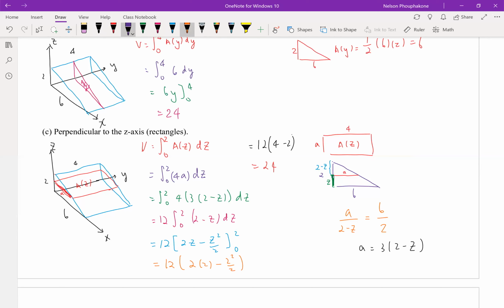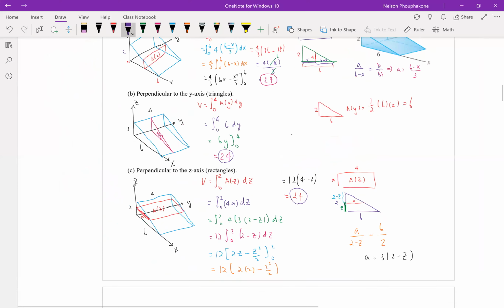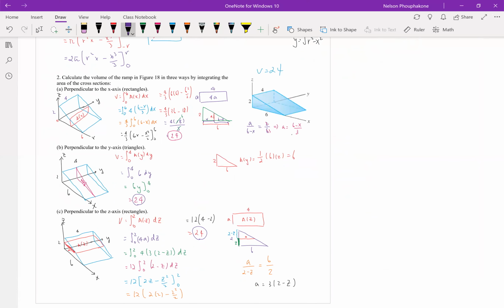Okay, so now, if you have the same solid, it doesn't matter which way you cut, right? Cut it perpendicular to x, to y, or to z, you will get the same result. Of course, when you analyze it, it is a slightly different way to analyze it.